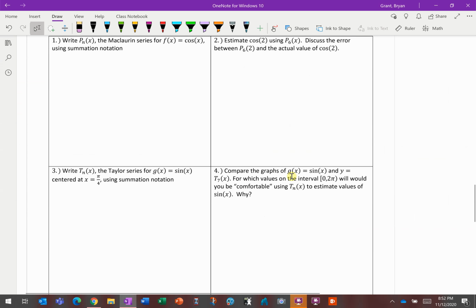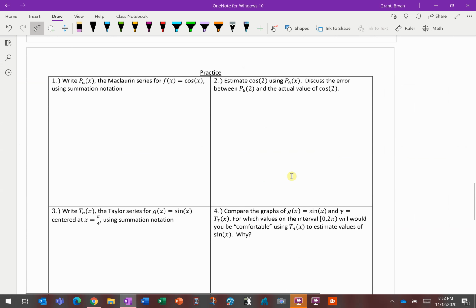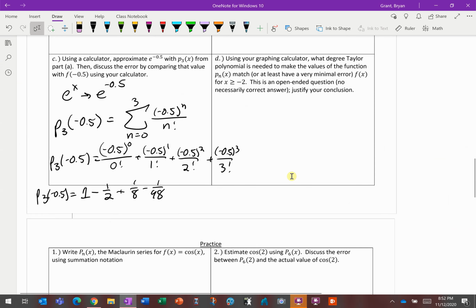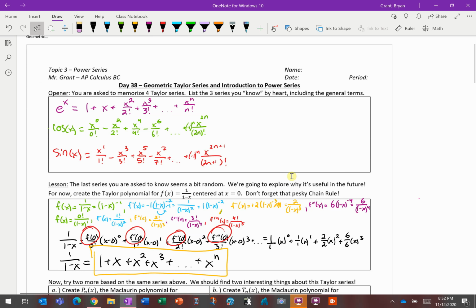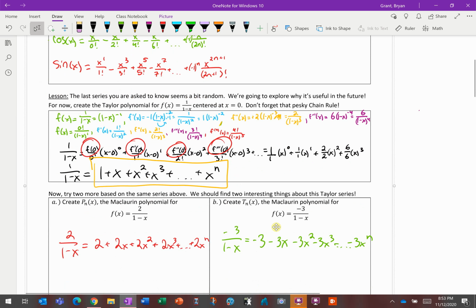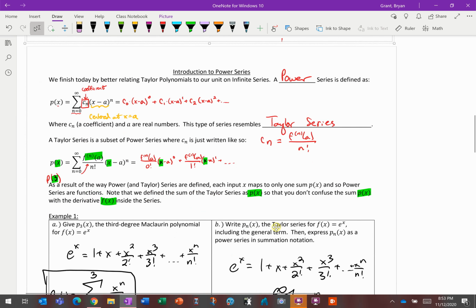All right. You have a little bit of practice on here. It shouldn't be anything too terrible, and I'm not going to take you through it. I think you guys will do just fine. I'm going to post the solutions as always. At this point, you now know all 4 of your Maclaurin polynomials you need to memorize: e to the x, cosine of x, sine of x, and the geometric Taylor series 1 divided by 1 minus x centered at x equals 0.